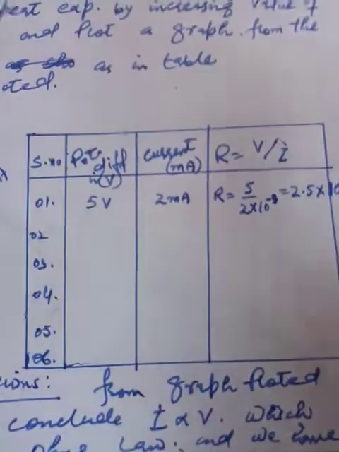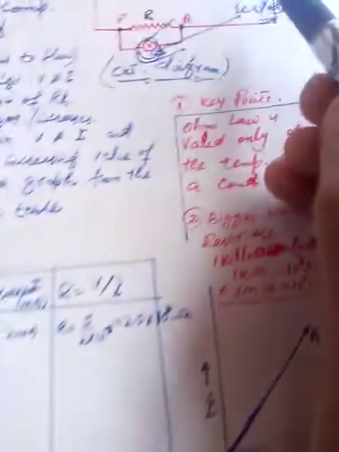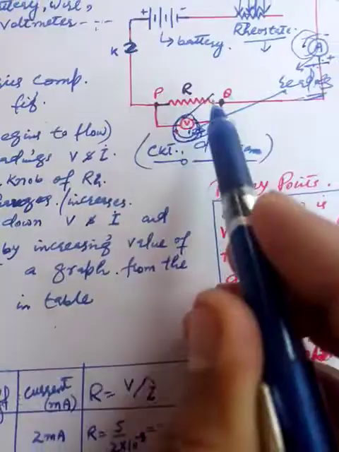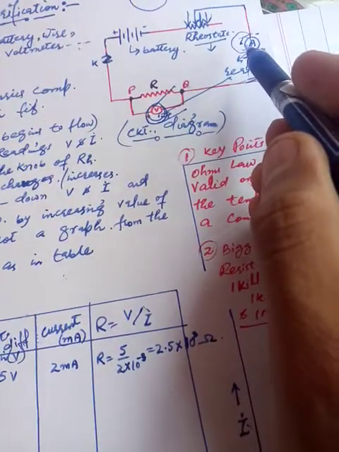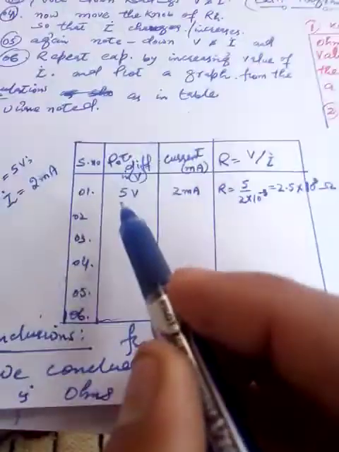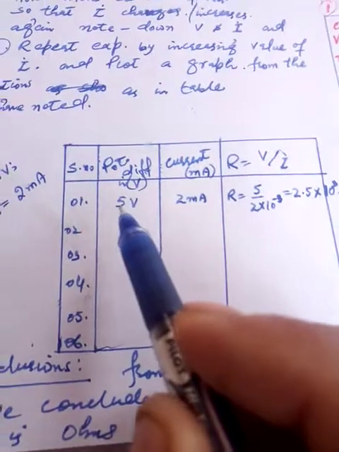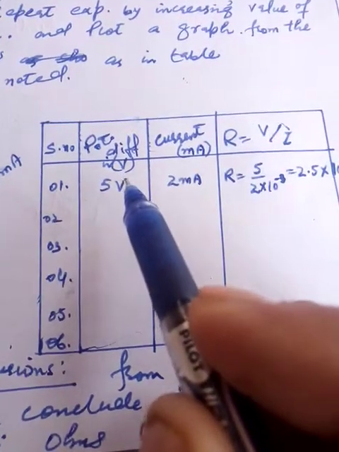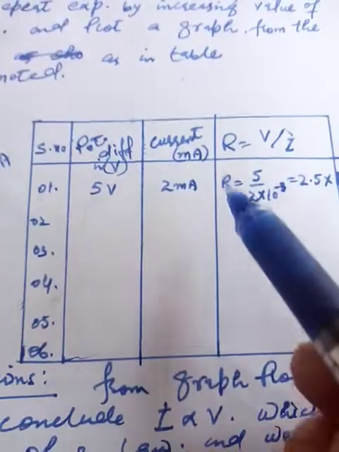Suppose at that potential of 5 volt, the current flowing through this circuit, through this conducting wire PQ, is 2 milliampere. We can measure this because this ammeter has a very small range, that is, it measures current in milliamperes, and the voltmeter measures the potential difference in volts. Suppose in the first reading the voltmeter reading is 5 volt, and at that time the current is 2 milliampere.